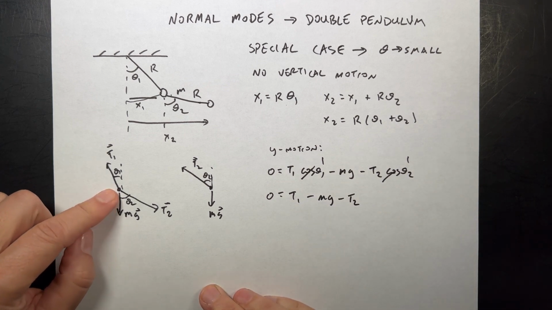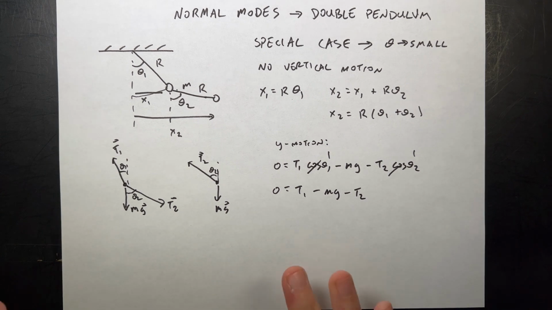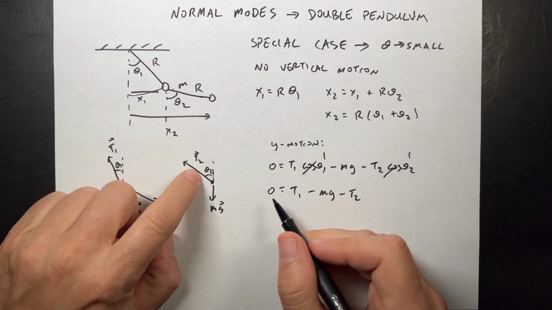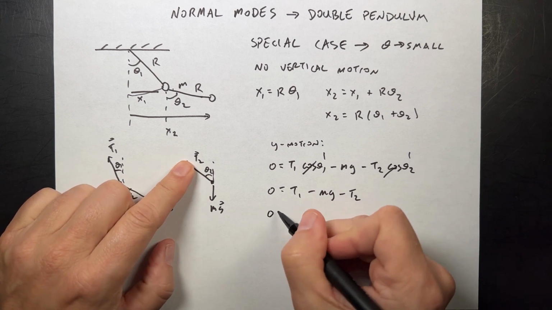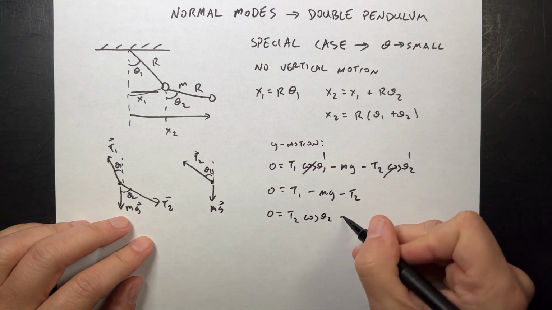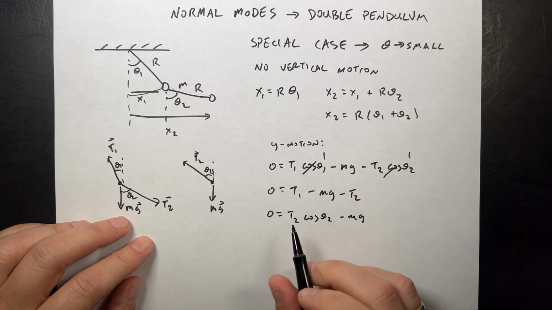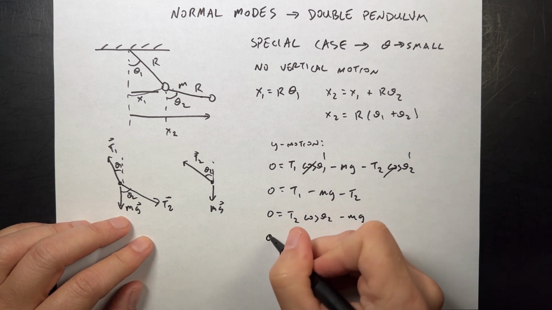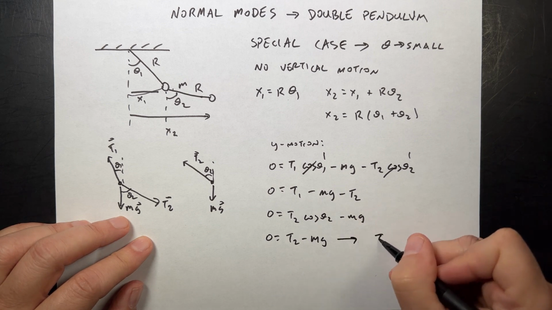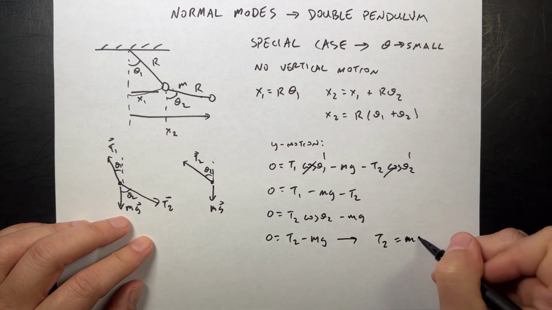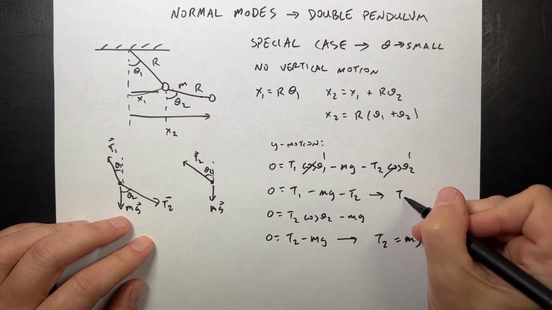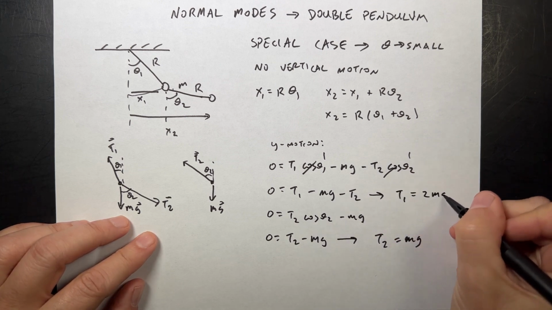And so that would be the same case if this was hanging vertically. You could easily see that, right? It's not vertical, but it kind of was. And then for the other one, I'm going to get 0 equals T2 cosine theta 2 minus mg. And again, I'm going to just say that cosine is 1, so I get 0 equals T2 minus mg, or T2 equals mg. And once I know T2 is mg, then up here, I could say T1 is equal to 2mg.